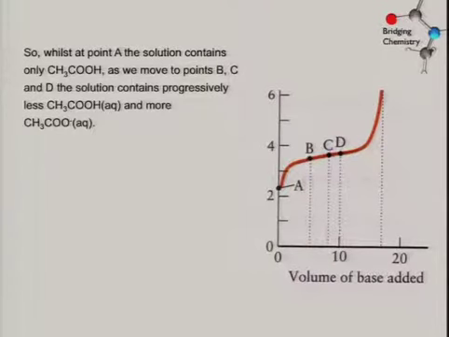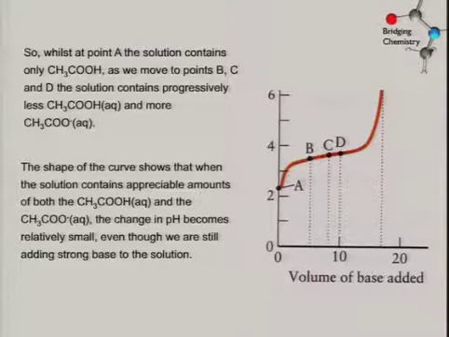Okay. So whilst at point A the solution contains only ethanoic acid, as we move to points B and C and D, the solution contains progressively less ethanoic acid and more ethanoate. Okay? So as we're adding our hydroxide and we're beetling our way along our curve like this, the amount of ethanoic acid in our flask is getting less and less, and the amount of ethanoate is getting more and more. We kind of said this yesterday in the labs, because you had to break up that region on your curve into the region where there was more ethanoic acid than ethanoate, and where there was more ethanoate than ethanoic acid, yeah? So this is the same thing.